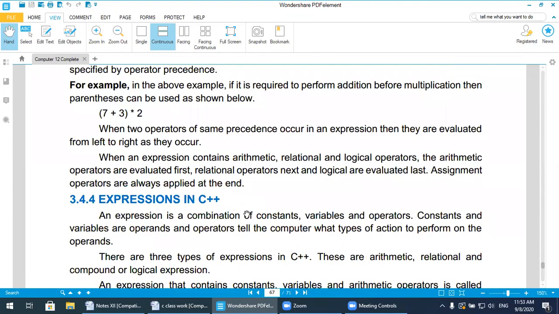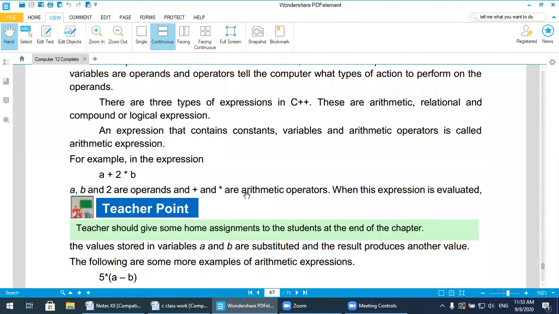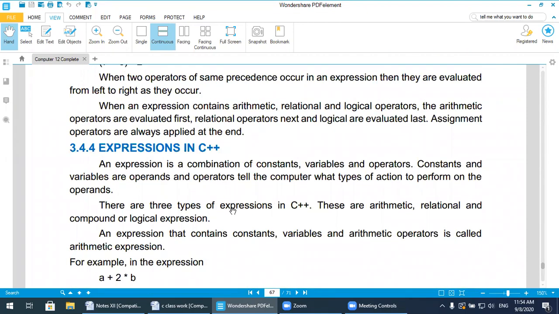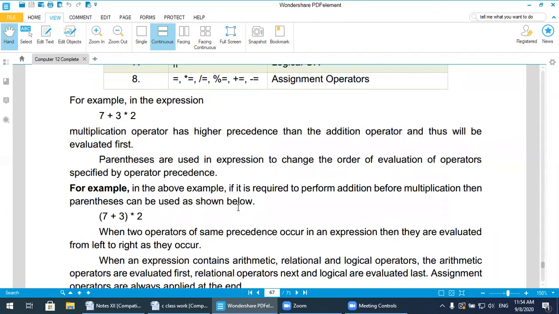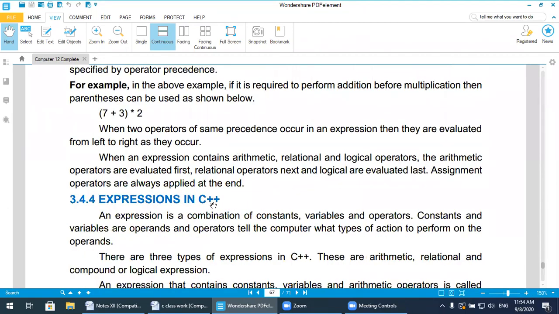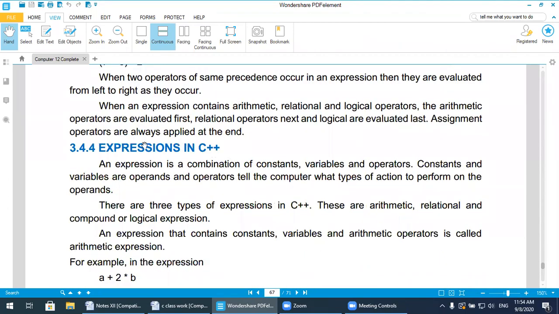Inshallah, tomorrow we will discuss the next topic, expressions. What is an expression? Simply, an expression in C++. Let's finish this one. An expression is a combination of constants, variables and operators. You can say that any statement is called an expression. Constants and variables are the operands, and the operator tells the computer what type of action to perform on the operands. This is the definition of an operator.